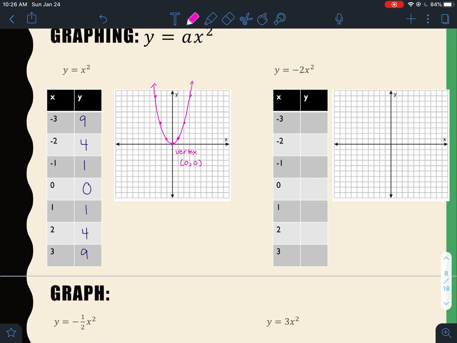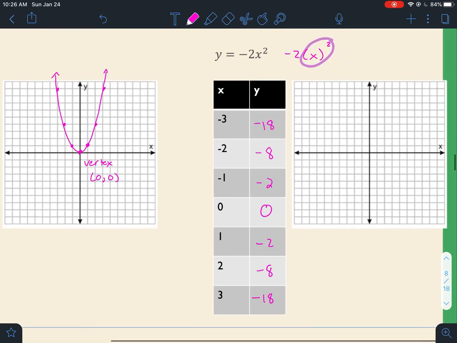All right, what happens if I have -2x squared? Remember that's -2 times x squared, so you're going to do the exponent first and then multiply by -2. If I plug in -3, I get -18. If I plug in -2, I get -8. If I plug in -1, I get -2. If I plug in 0, I get 0. If I plug in 1, -2. Plug in 2, -8. Plug in 3, -18.